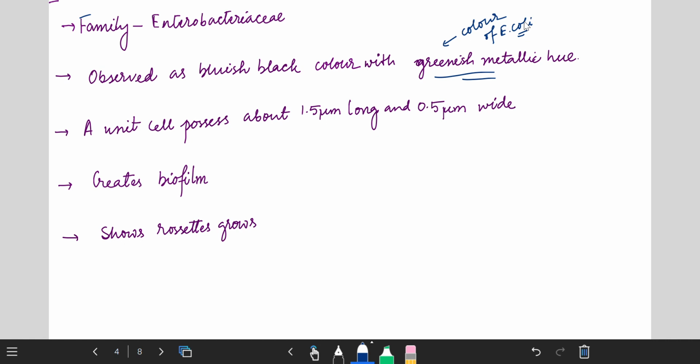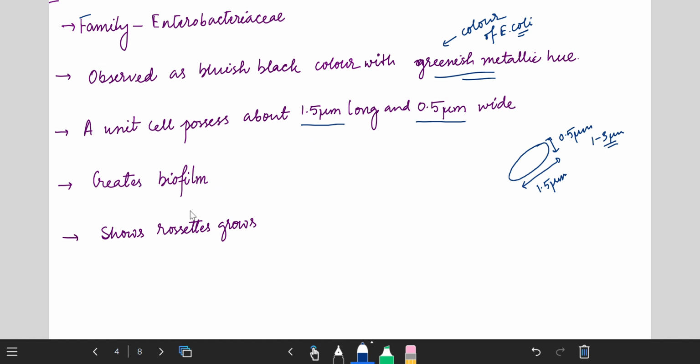A unit cell is about 1.5 micrometer long and 0.5 micrometer wide. It means one rod shaped cell has a length of 1.5 micrometer. It obviously ranges from 1 to 3 micrometer. Okay, sometimes it reaches 2 micrometer, 3 micrometer like this, and the width is 0.5 micrometer, but the basic is 1.5 micrometer long and 0.5 micrometer wide.